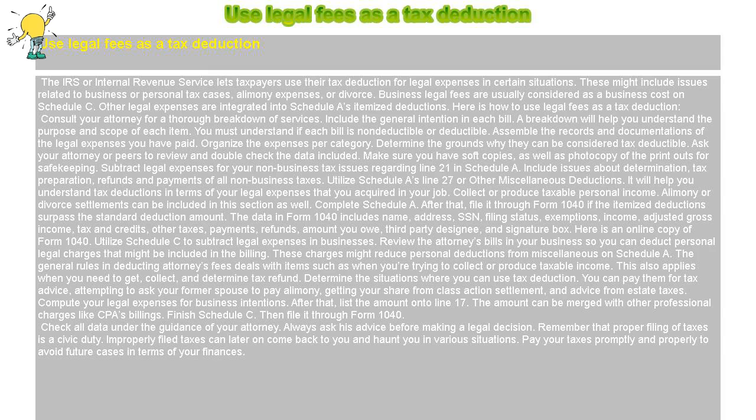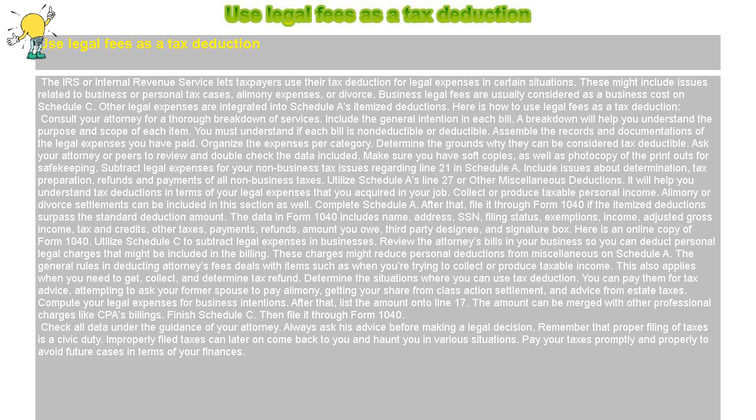Use legal fees as a tax deduction. The IRS, or Internal Revenue Service, lets taxpayers use their tax deduction for legal expenses in certain situations. These might include issues related to business or personal tax cases, alimony expenses, or divorce.